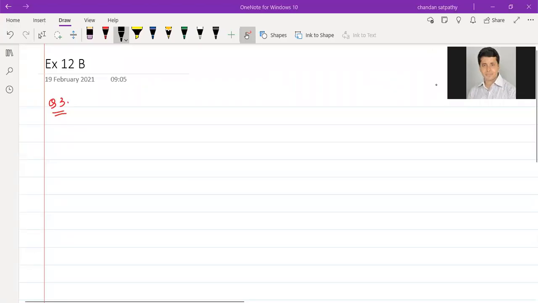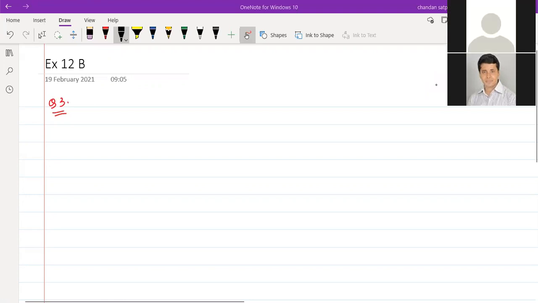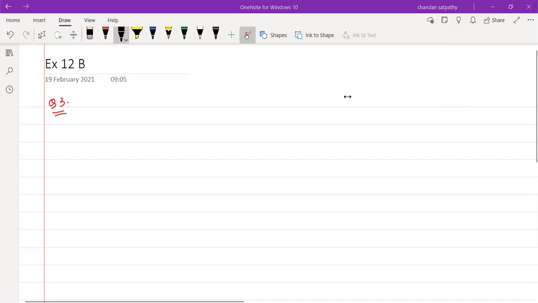Okay, Nihal Pandey, read question number 3. Sir, a train 250-meter long takes 40 seconds to cross a tunnel. If the speed of the train is 60 km per hour, find the length of the tunnel. Yes, you're right. Okay.